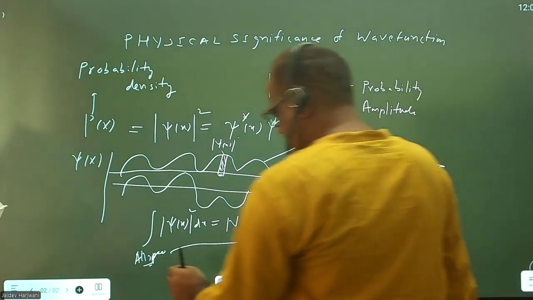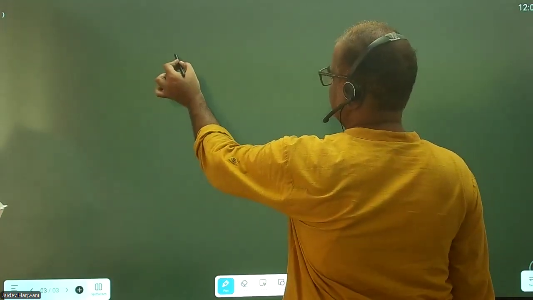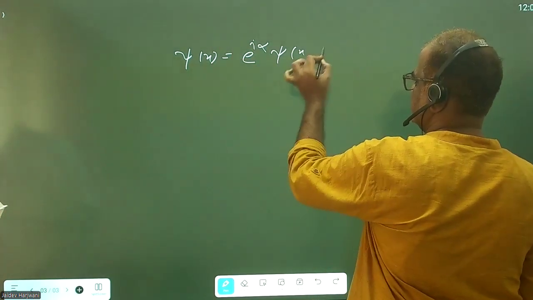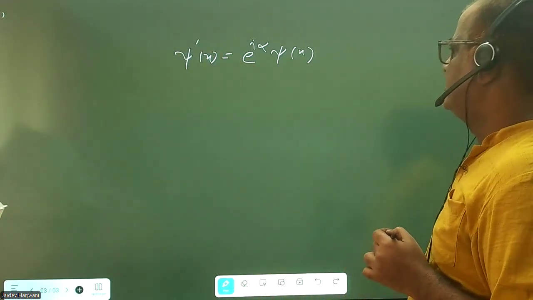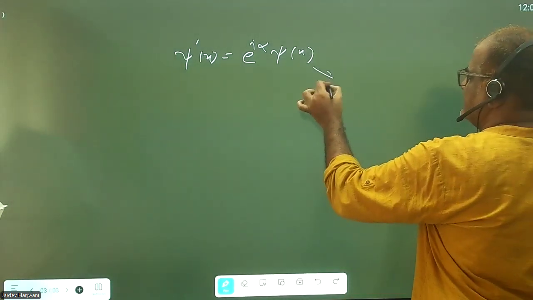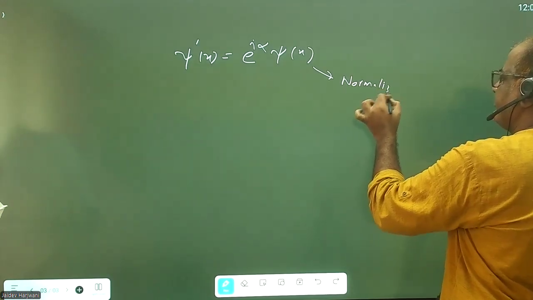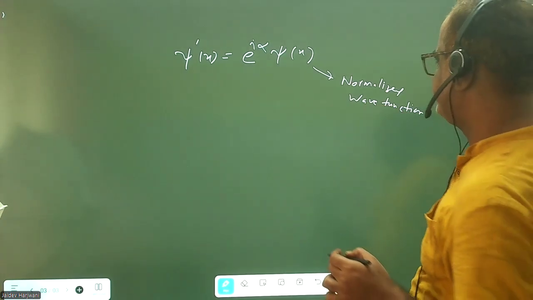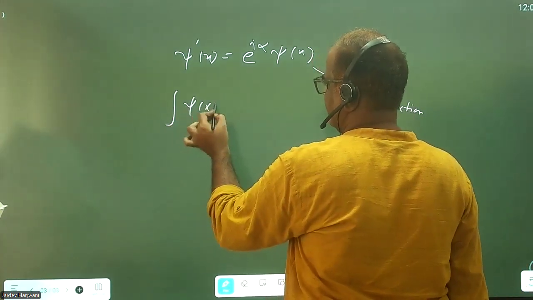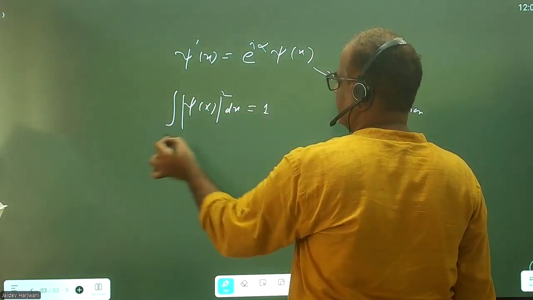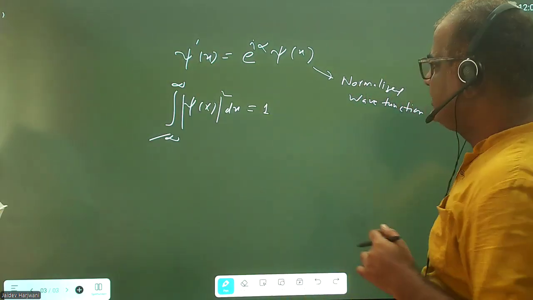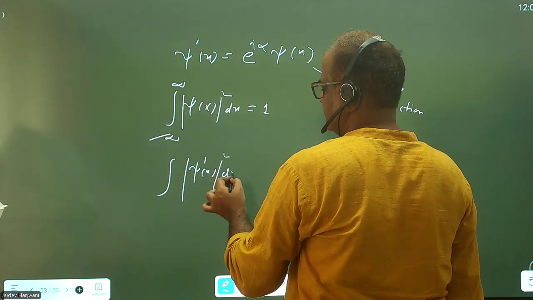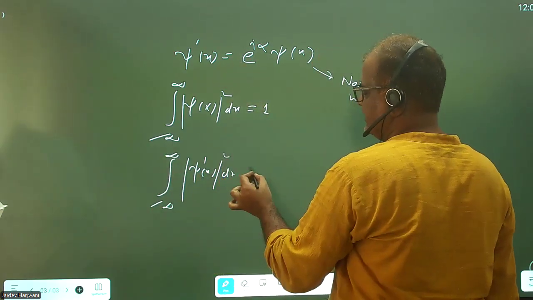Now let us discuss one more wave function. Say I have a wave function psi dash x, which is equal to e to the power i alpha times psi x. Now psi x is a normalized wave function. If I take mod of psi x square, because it is normalized, the integral from minus infinity to infinity will be equal to 1. Now what about psi dash x square? If I take mod of psi dash x square dx from minus infinity to infinity, because this is a phase factor, this is also 1.